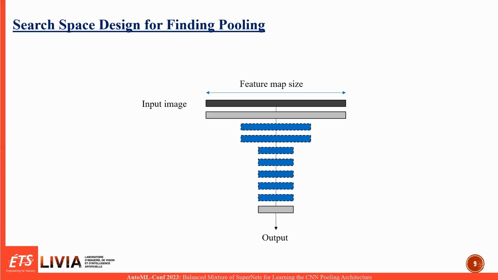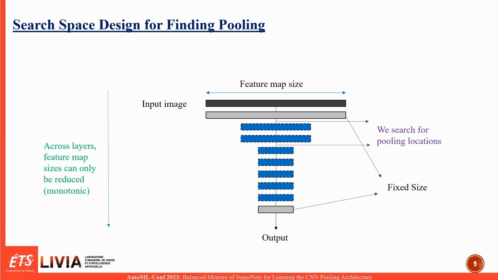Now we discuss the methodology of our work. We start by defining the search space. Considering a default CNN, we fixed the number of layers and channels for simplicity, and we only search for the pooling locations in this backbone architecture. We also applied certain conditions. We fixed the first and the last feature map sizes, and we applied two additional constraints.